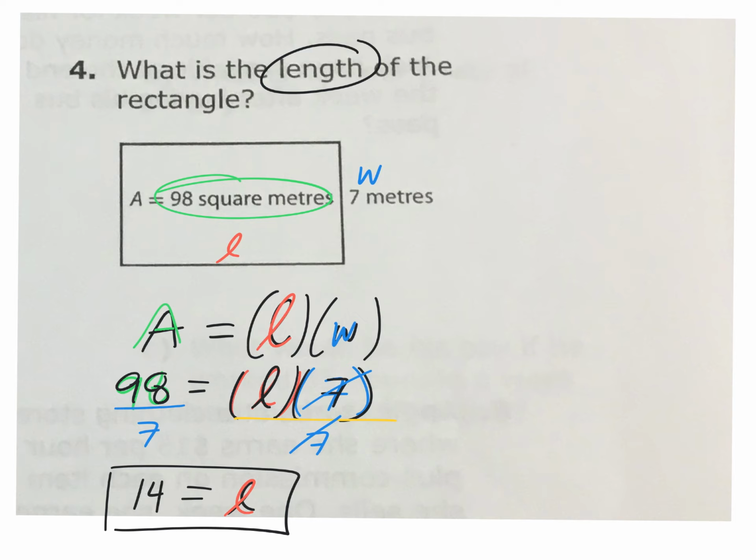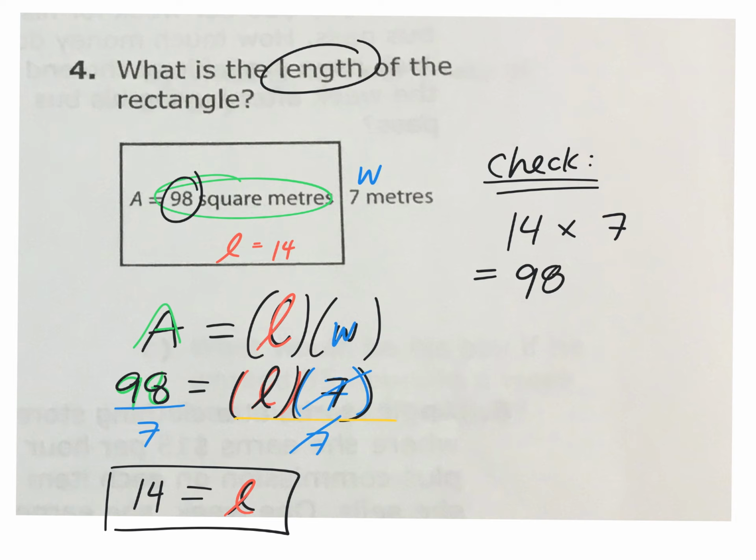14. So now I'm going to ask you to check. Is it true that 14 times 7 is 98? Yes, so it's got to work. Okay, now I want to ask you, can you find the perimeter now if you know the dimensions? If this is 14, what's this side? 14. If this side's 7, what's this side? What's the perimeter then?